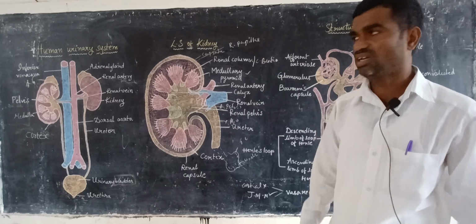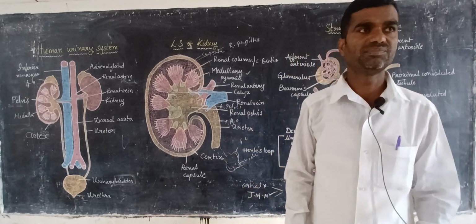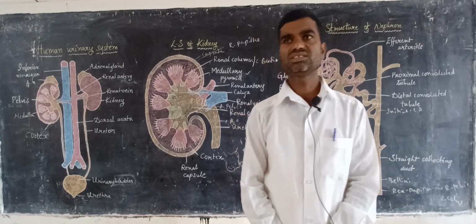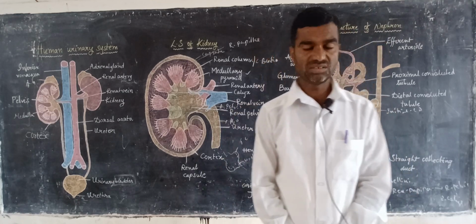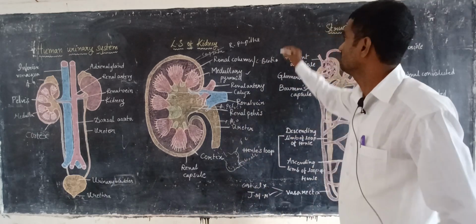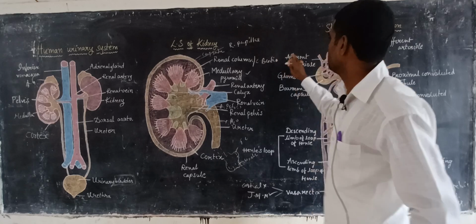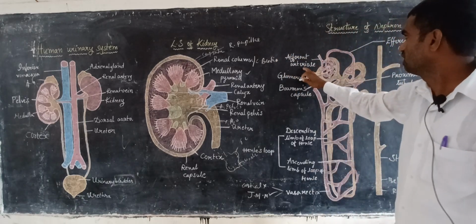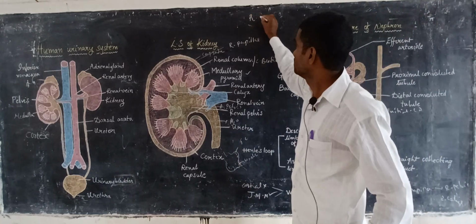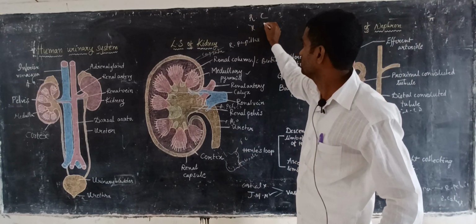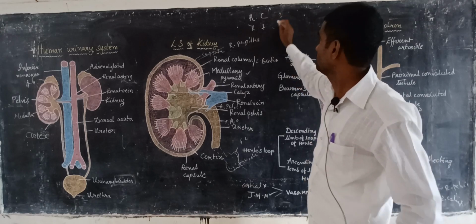If you see here the ultrastructure of the kidney, it contains 1 million nephrons. Here it contains two parts: the afferent renal arteriole and the efferent renal arteriole. Here the renal corpuscle and the renal tubule are forming. See here in this corpuscle, the afferent renal arteriole.